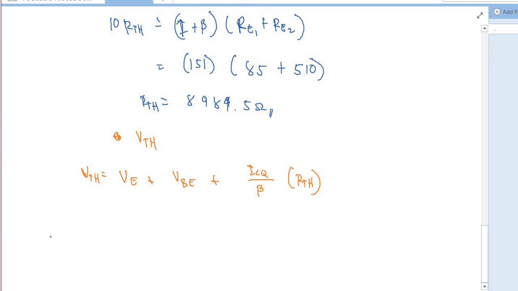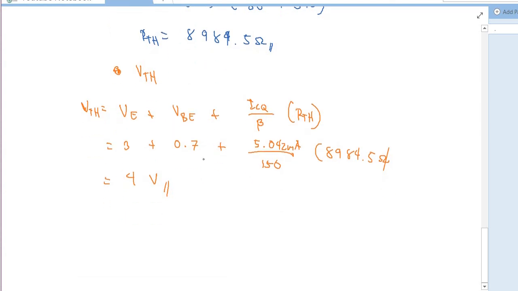So plugging in the formula would be 3 plus 0.7 plus the ICQ, which is 5.042 milliamperes, and the beta is 150, and then the RTH would be 8984.5 ohms. And that would result in approximately 4 volts. So I just rounded it off. Okay, so for the last step, we need to find R1 and then R2.